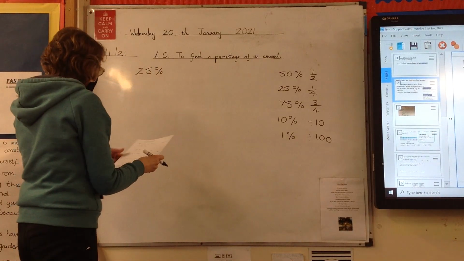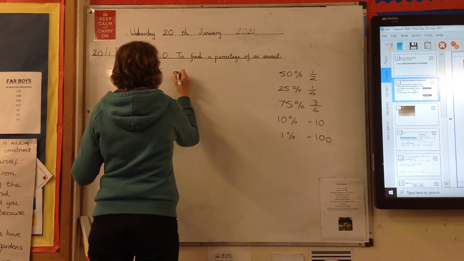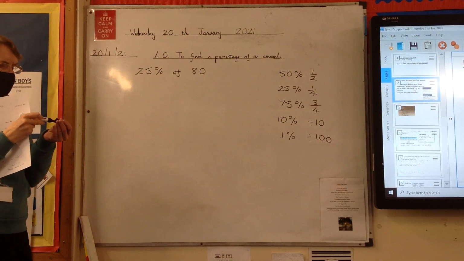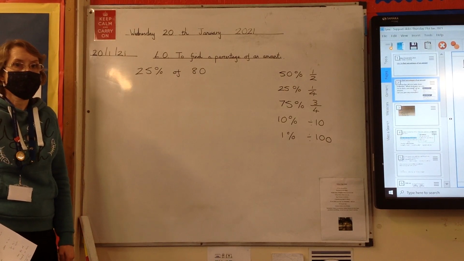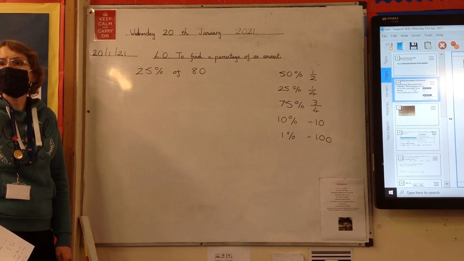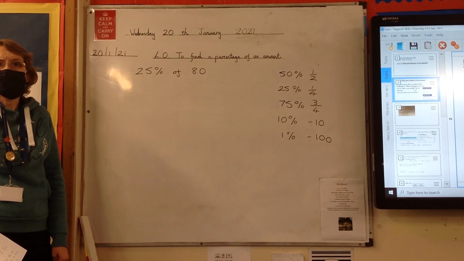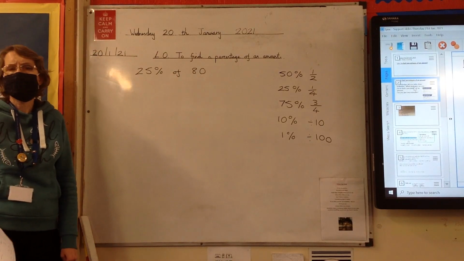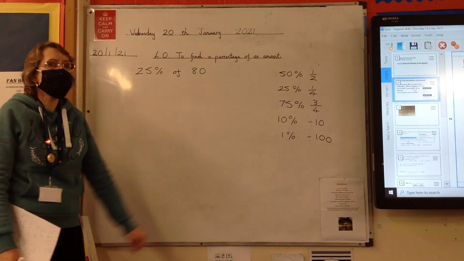I want you on your whiteboards, or at home on a bit of paper, whatever you've got to hand, to find 25% of 80. And when you've done that, can you find any different ways of finding 25% of 80? Find the way that springs to mind first, and then see if there are any other ways of doing it. It's a bit like number talk today. How many ways can you find of finding 25% of 80?